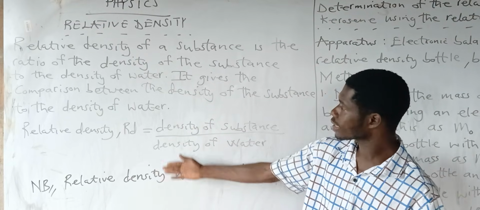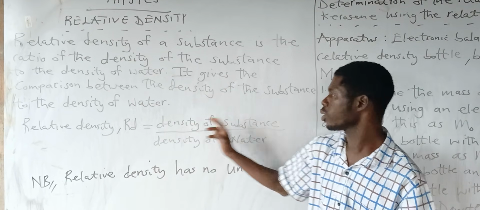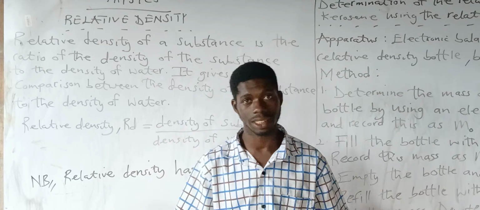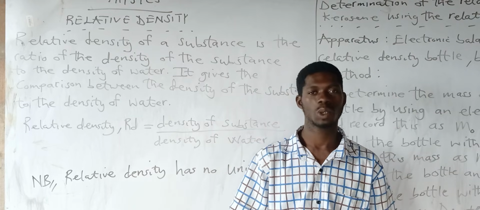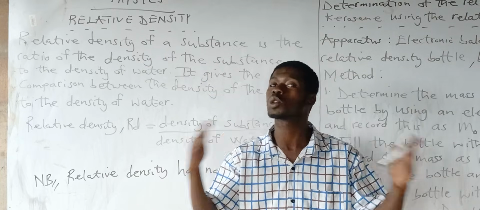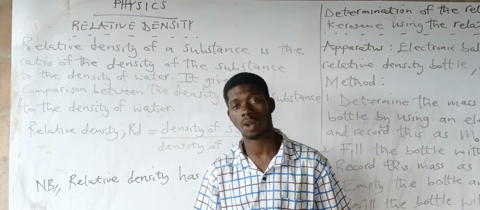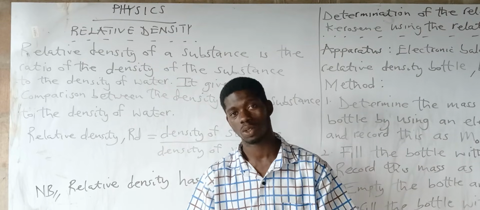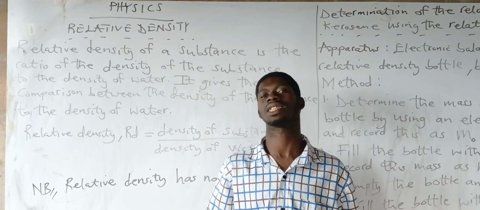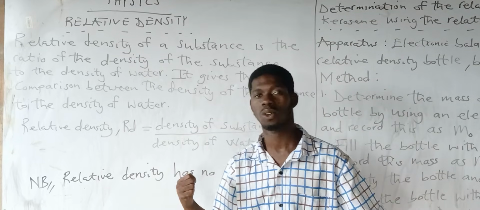It gives the comparison between the density of the substance and the density of water. As I said, relative density deals with comparison. So for the density of a substance, if I give that of kerosene, it means you are comparing the density of kerosene to the density of water. That is relative density.